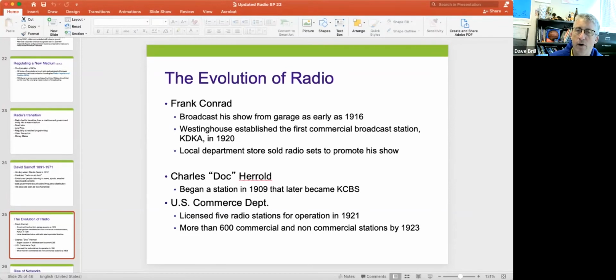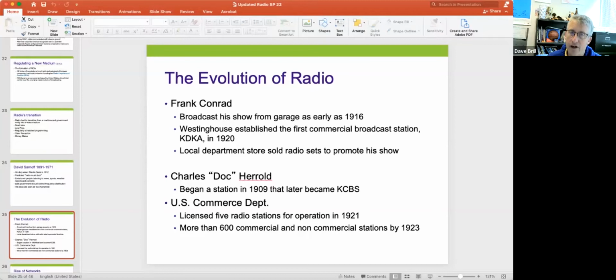By 1921, so a year after KDKA comes on the air, there were 5 radio stations licensed for operation. By 1923, more than 600 commercial and non-commercial stations. And all these stations, by the way, were being started by grocery chains, automotive stores, department stores. They were literally utilizing this idea of putting stuff on radio to sell things.